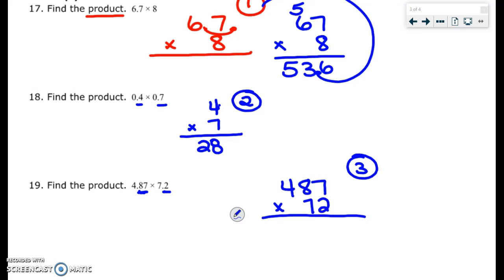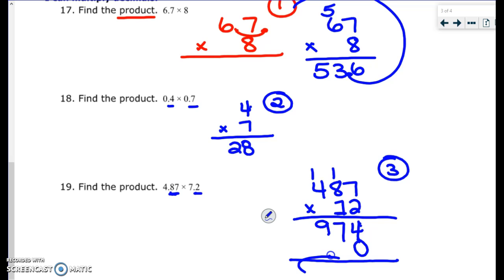So, 2 times 7 is 14. Carry the 1. I continue to do my math. 2 times 8 was 16, plus 1 is 17. 2 times 4 plus 1 is 9. I put my placeholder because I'm moving over to the tens place. And then I can finish solving that, making sure that whatever answer I get down below, I move the decimal point over, so there's 3 numbers behind the decimal point, or I move it over 3 places. And if I need to add zeros, I need to add zeros.